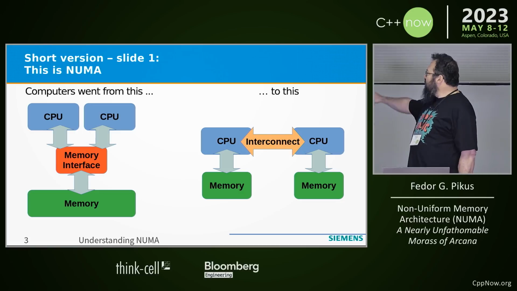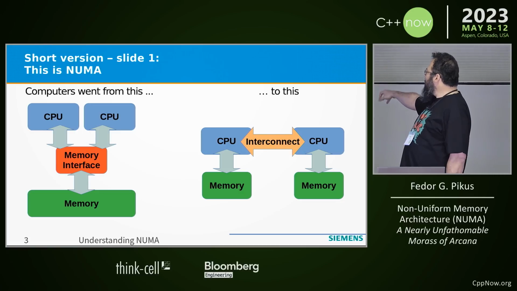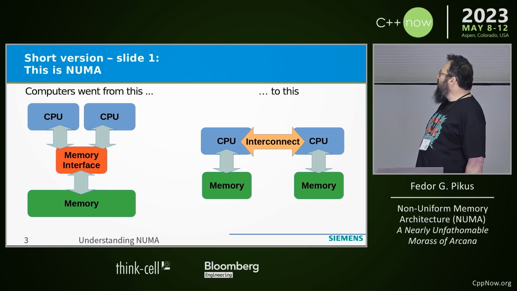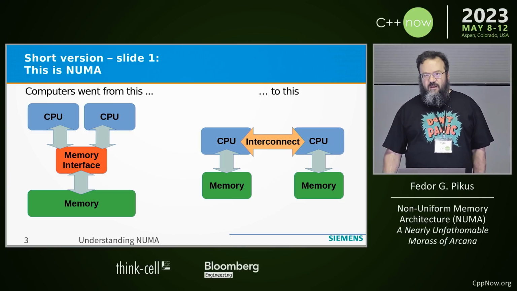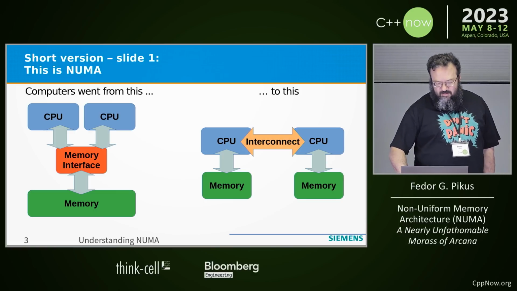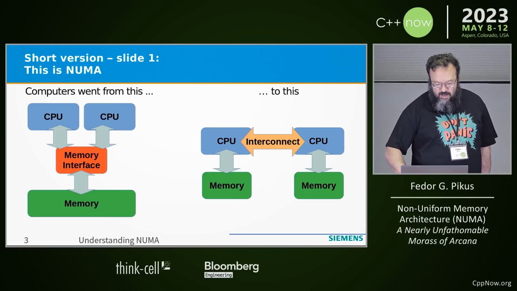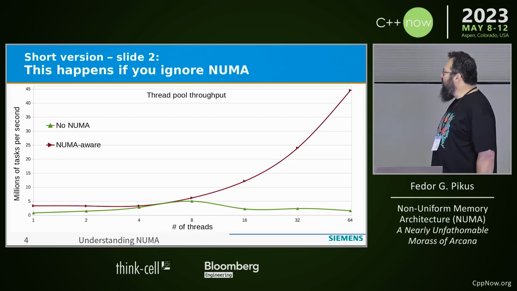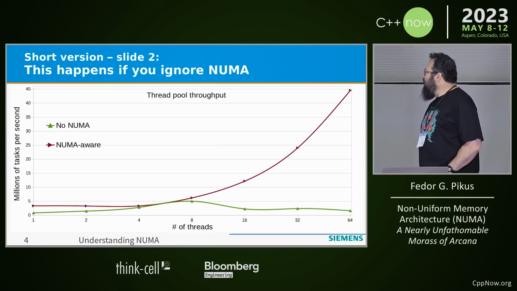And now the computers look like that on the right. We have CPUs. Each of them is connected to the memory, and there is some kind of interconnect. And that happened over some 20 years or so. And as a result, the programming went like this.